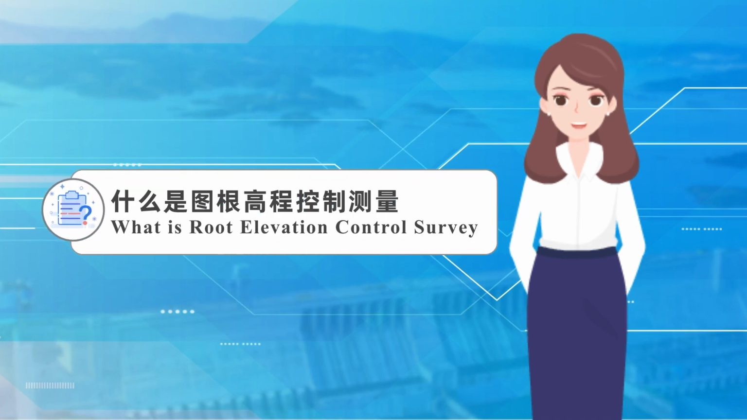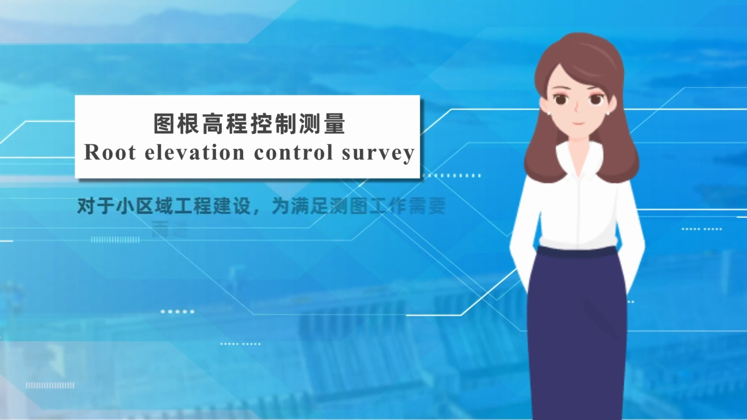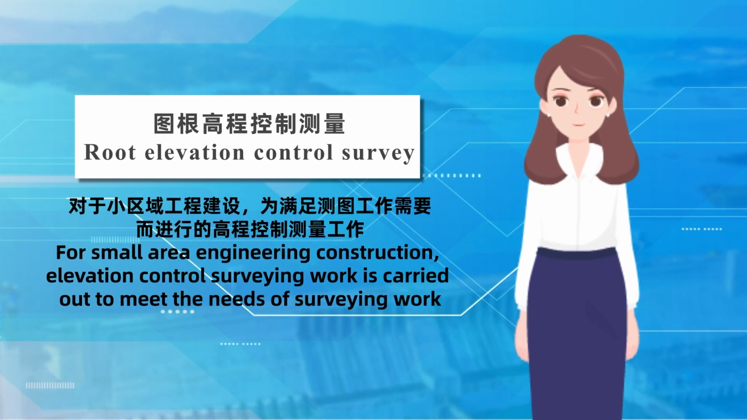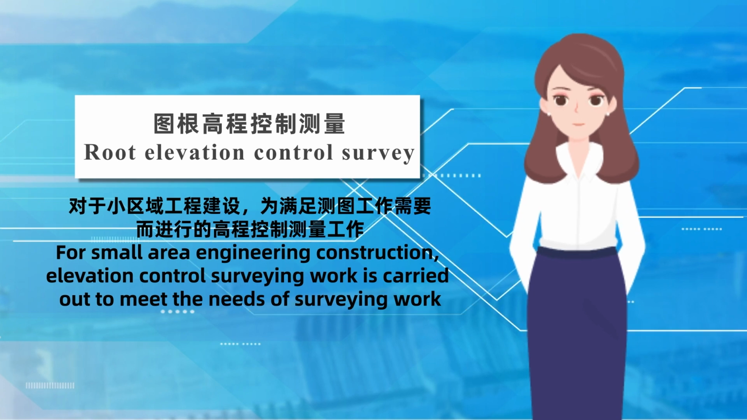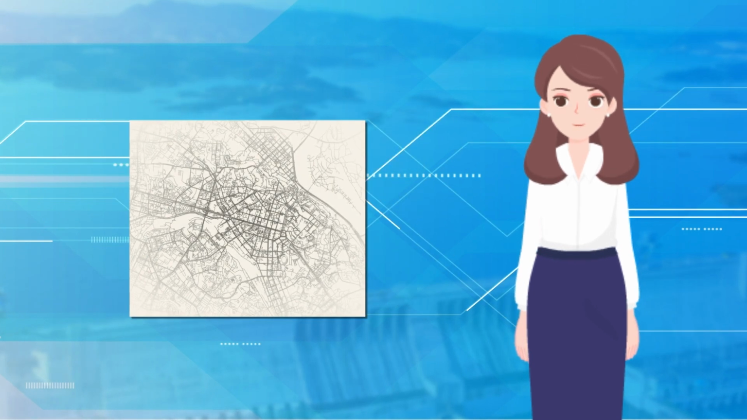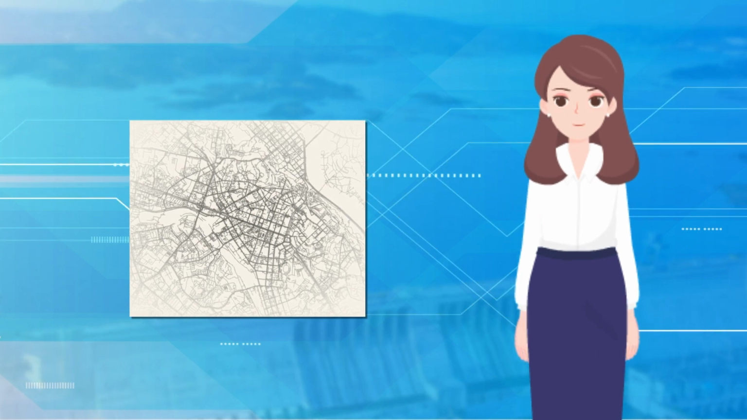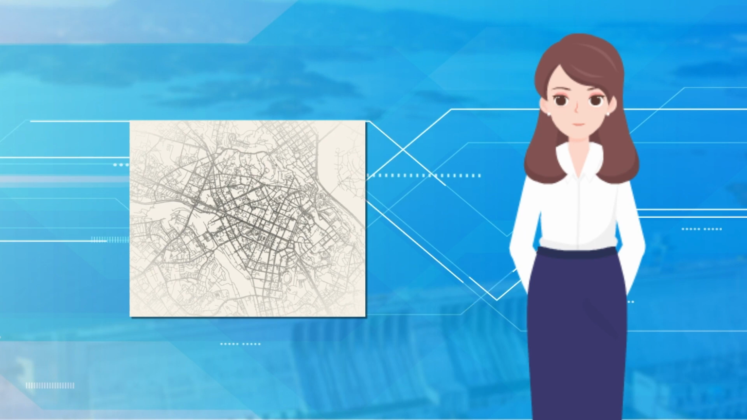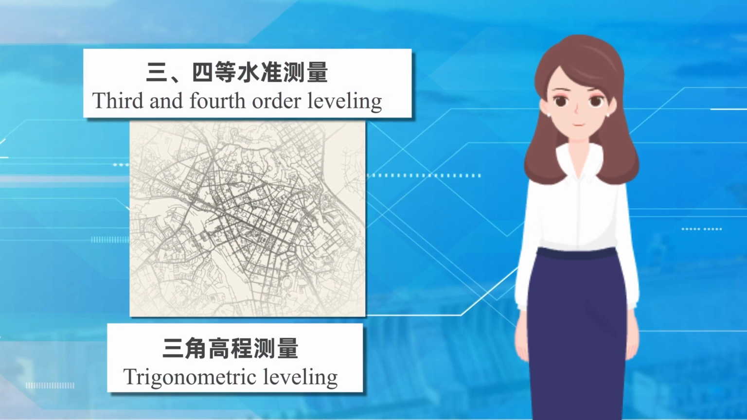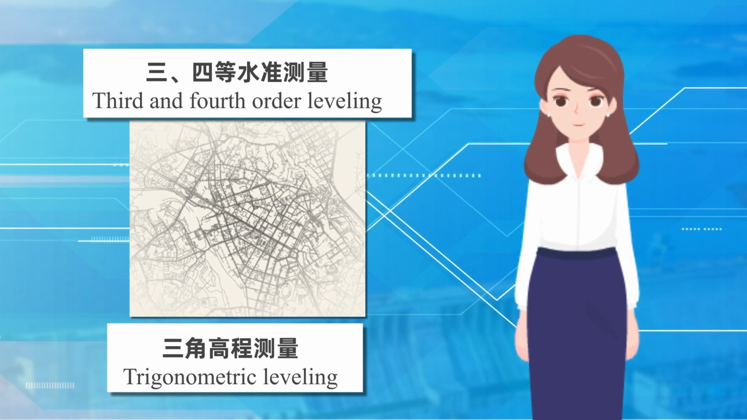What is Route Elevation Control Survey? The Route Elevation Control Survey is the elevation control survey work carried out for the small area engineering construction to meet the needs of mapping work. The Small Area Elevation Control Network is also established by grading method according to the size of the survey area and the requirements of engineering accuracy. The main methods used are 3 and 4 leveling surveys and triangular elevation surveys.